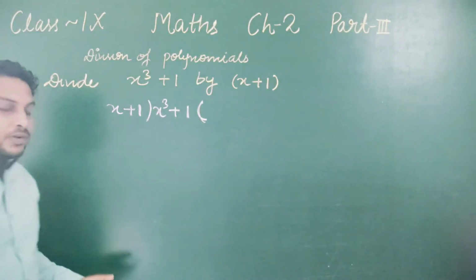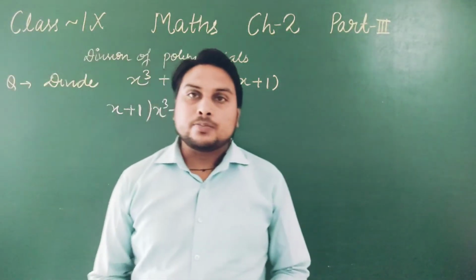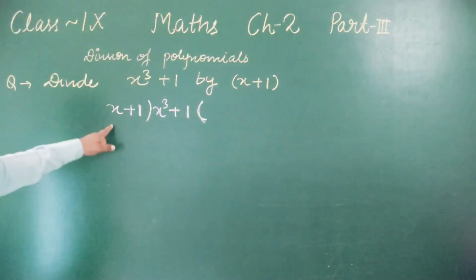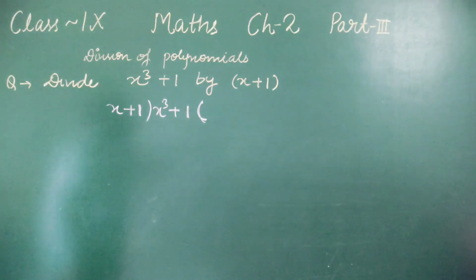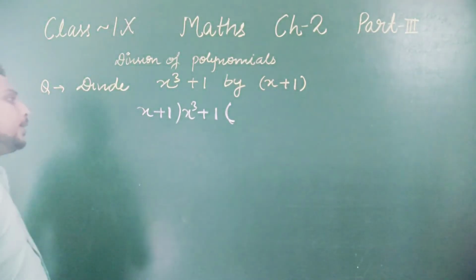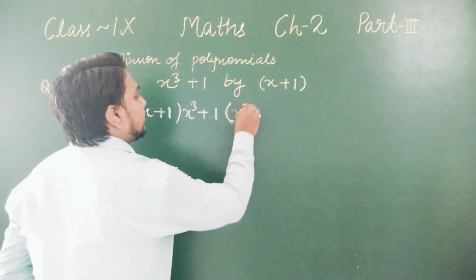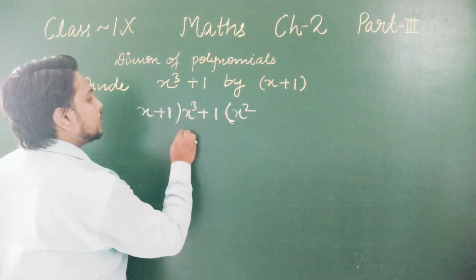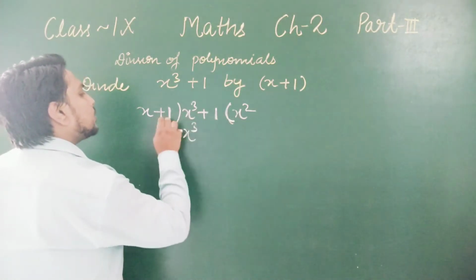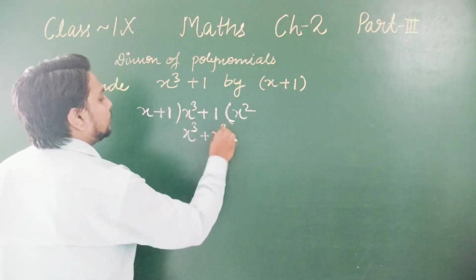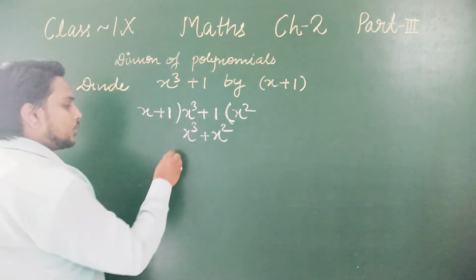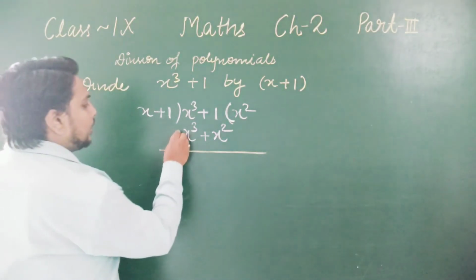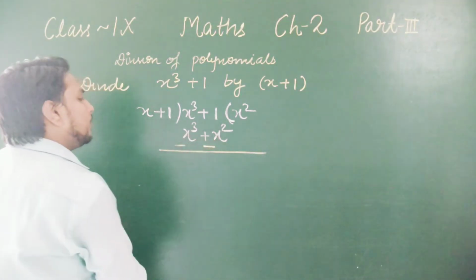As we have done in the last question, firstly we will make the first term and first term equal. So here it is x and here it is x cube. Then we should multiply it by x square. If we multiply it by x square, then what will we get? x into x square, that is x cube, x square into 1, that is x square. And then we will do the subtraction. When we do the subtraction, the sign will change. Here it will be negative, here also it will be negative.